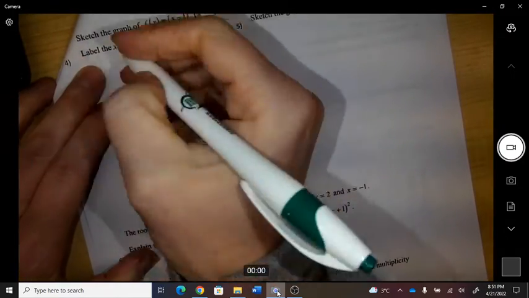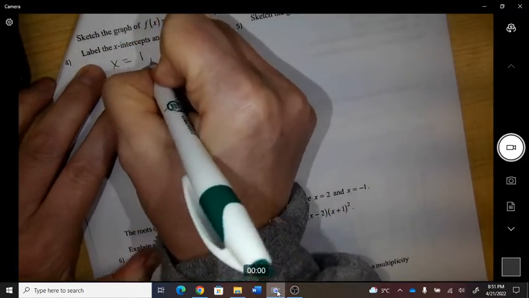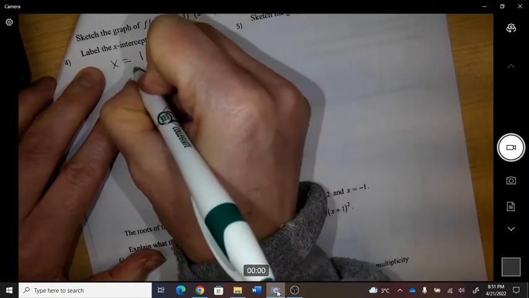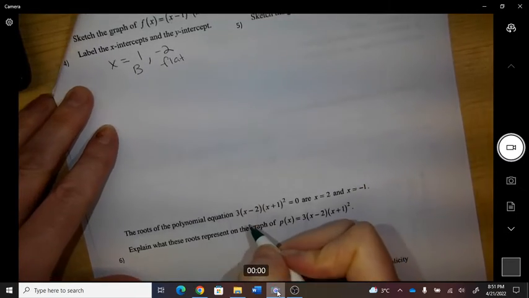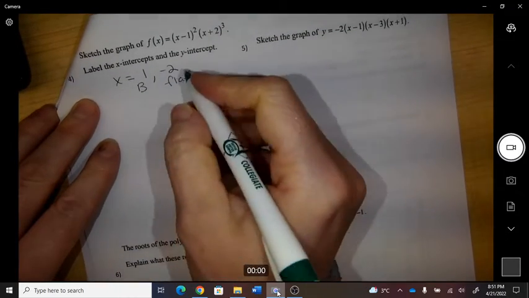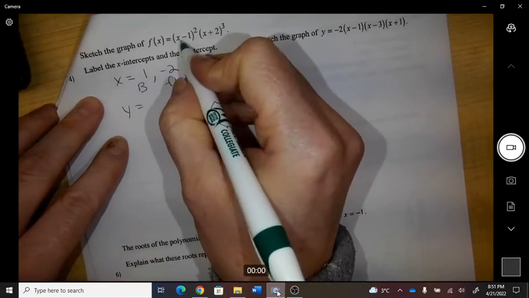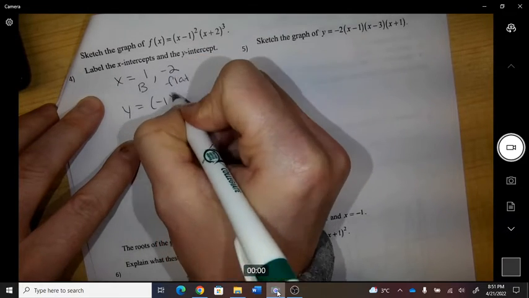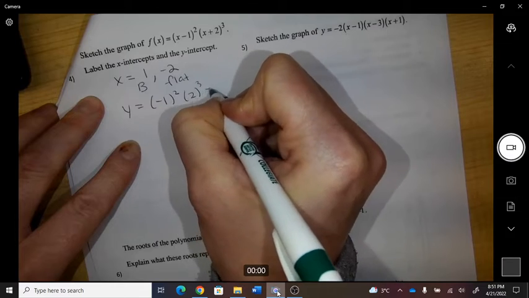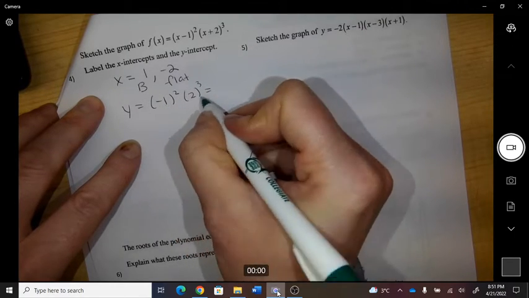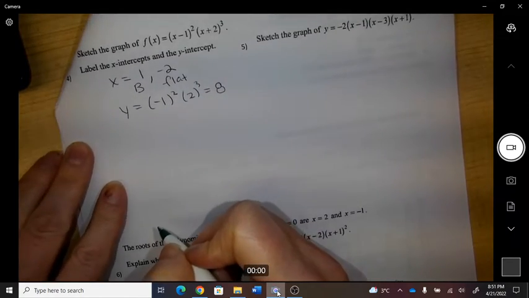Okay, sketching this graph, the x-intercepts are 1 and -2. This would be a bounce, this will be a flatten. And the y-intercept, if x was 0, this would be -1 squared. If x was 0, this would be 2 cubed. So this is +1 times 8, which makes 8.